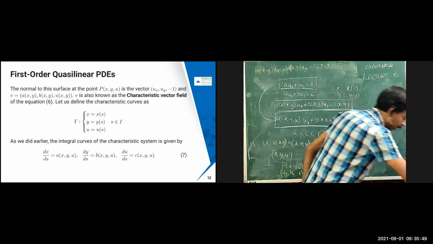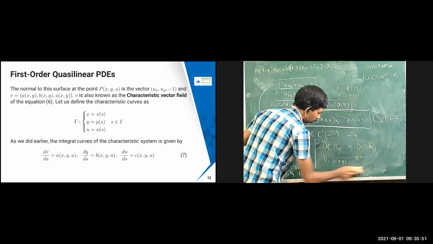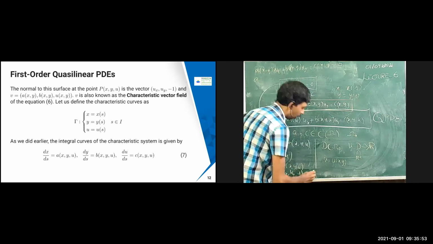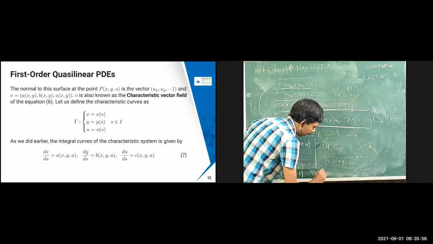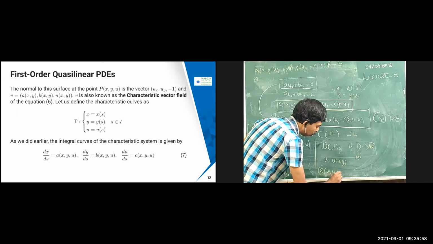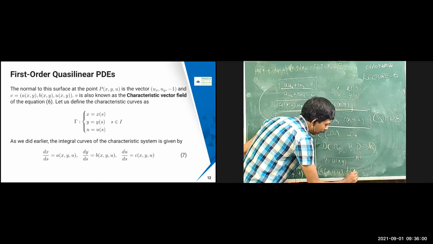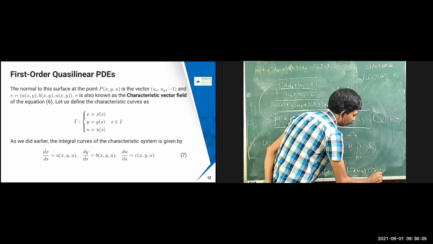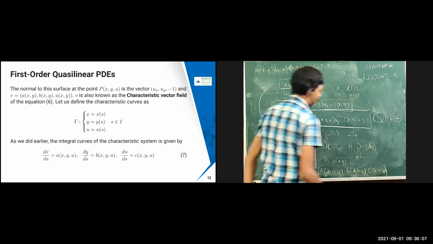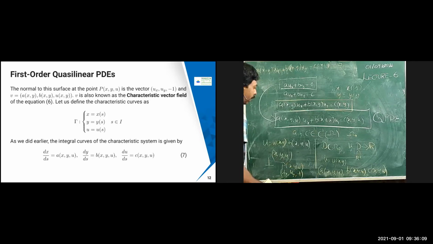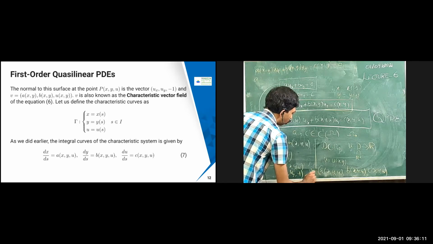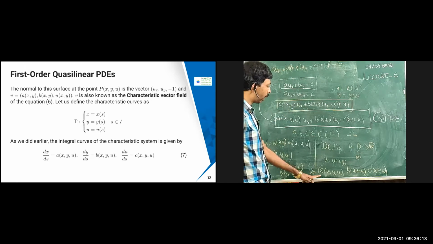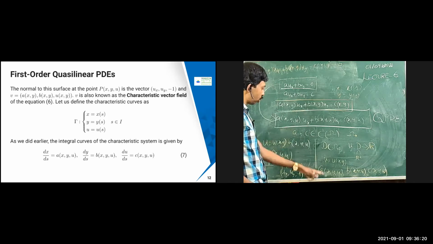I'll just erase it and then write it. This is my coordinate system: a of x comma y comma u, b of x comma y comma u, plus c of x comma y comma u. If this is my coordinate system, this is my vector v. What we did in the last one, the method of characteristic, we took a normal derivative. We got to find the directional derivative for this one in such a way that in this direction it should vanish.